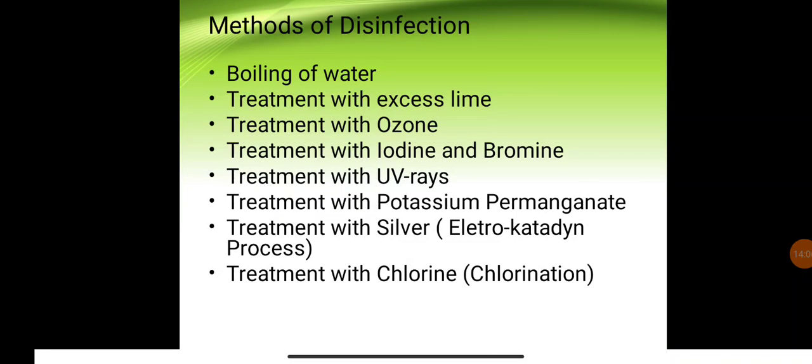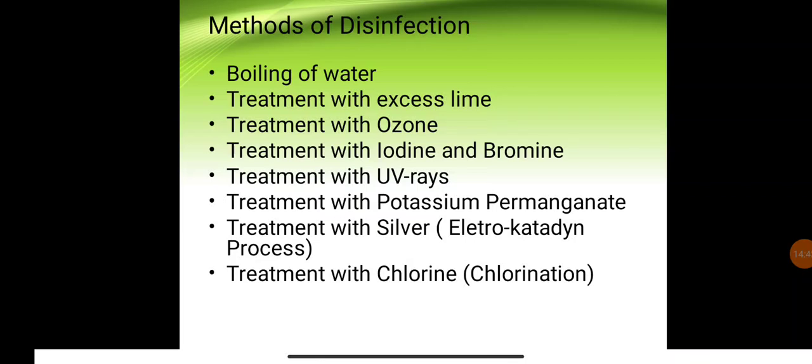And the next method is treatment with silver. But before going to treatment with silver, let me discuss treatment with potassium permanganate. These are the different treatment methods we are discussing today, the methods of disinfection: boiling of water, treatment with excess lime, treatment with ozone, treatment with iodine and bromine, treatment with UV rays, treatment with potassium permanganate, treatment with silver, and treatment with chlorine. These are the different methods of disinfection.